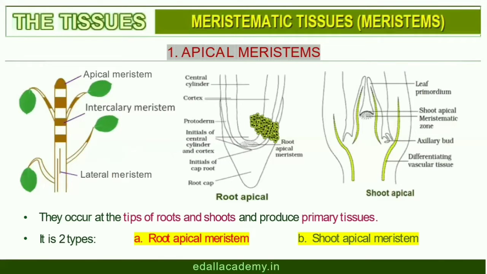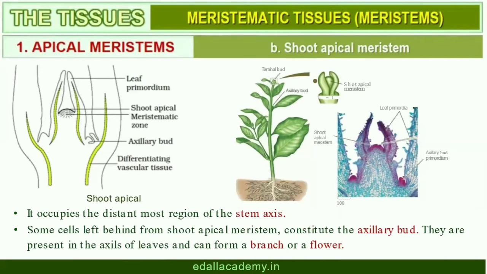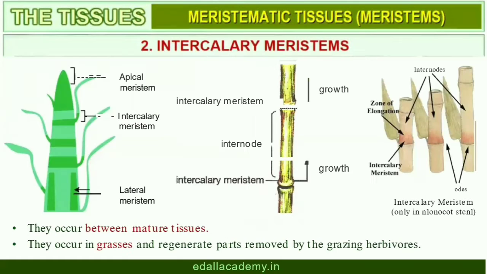The root apical meristem occupies the tip of a root, while the shoot apical meristem occupies the distant-most region of the stem axis. During the formation of leaves and elongation of stem, some cells left behind from the shoot apical meristem constitute the axillary bud. Such buds are present in the axils of leaves and are capable of forming a branch or a flower. The meristem which occurs between mature tissues is known as intercalary meristem.